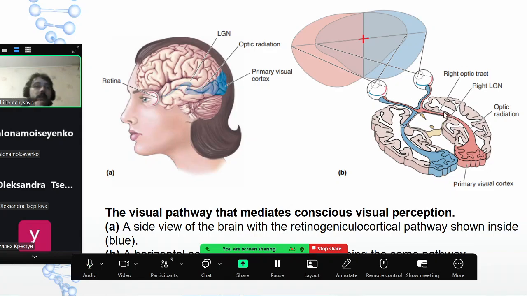So please take note. In some sources, people incorrectly say that information from the left eye gets to the right, and from the right eye to the left. That's completely incorrect, because the correct statement is that information from the left field of view gets to the right, and information from the right field of view gets to the left. And the thing is that both eyes have left and right fields of view.